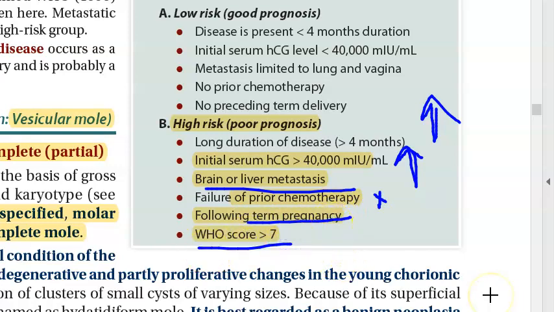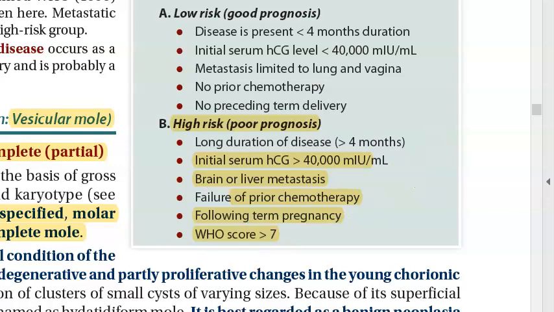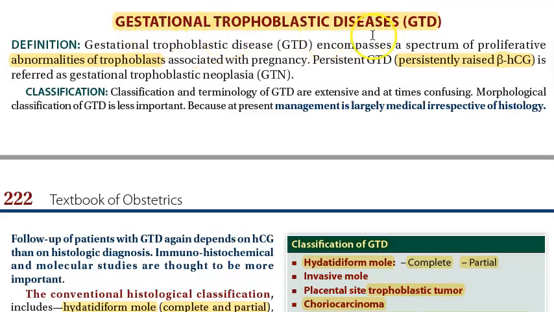And if there is a WHO score of greater than 7, you can understand some staging, etc. If the score is greater than 7, there will be poor prognosis. Okay. So it can metastasize brain, liver, etc. Remember, if the initial serum HCG is more, then it's bad. If it is following a normal pregnancy, it's bad. If it's not responding to chemotherapy, it's bad. Okay, all that you understood. Hope you have understood gestational trophoblastic diseases, guys. We looked at all the conditions, benign and malignant.